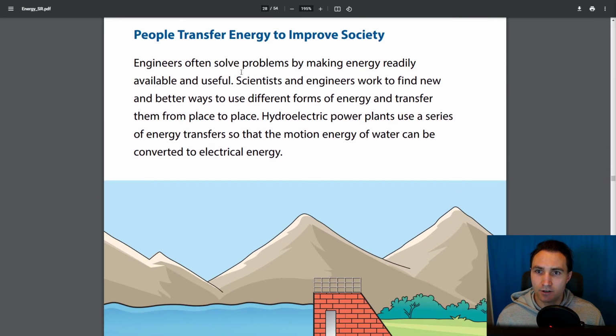All right, so let's learn how we can transfer energy to improve our society. Engineers often solve problems by making energy readily available and useful. Scientists and engineers work to find new and better ways to use different forms of energy and transfer them from place to place. Hydroelectric power plants use a series of energy transfers so that the motion energy of water can be converted to electrical energy.